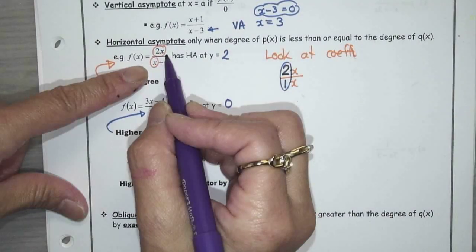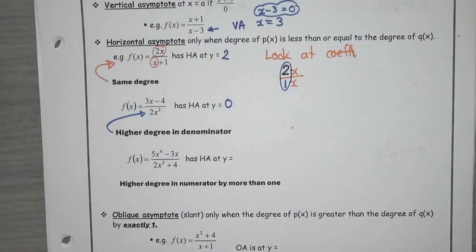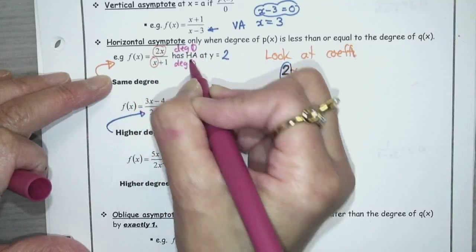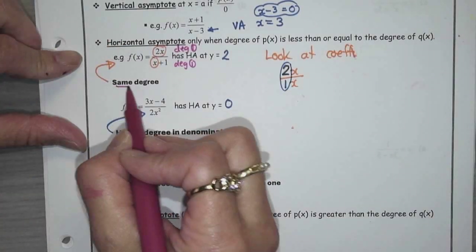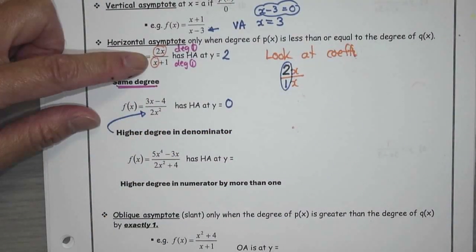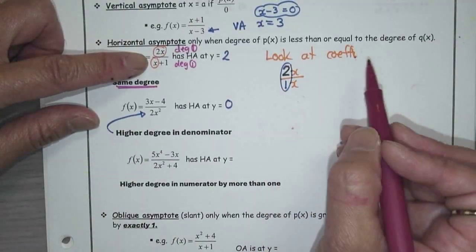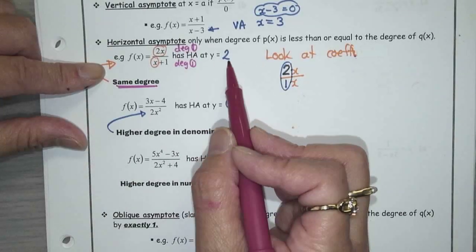If the degree is the same on the top and the bottom, I'll use pink here. This is degree 1 and degree 1, so both of those are degree 1. If they're the same degree on the top and the bottom, we just look at the coefficients. The coefficients, and I couldn't spell coefficients, are 2 to 1. So that is why it plateaus to be 2.